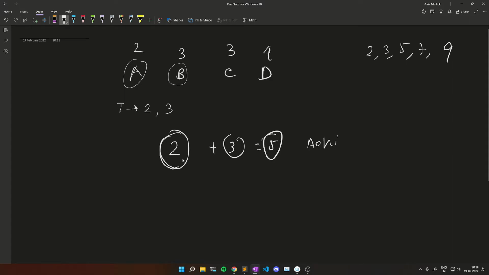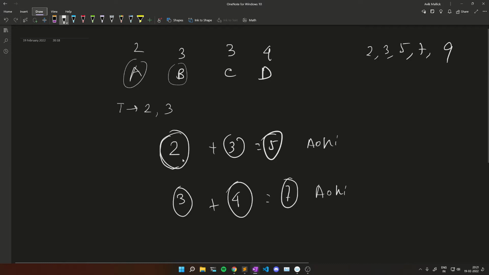Also, if Takahashi chooses 3, then Aoki will choose 4, right? Because he has the option to choose any integer between 3 and 4, so he will choose 4. Thus the sum will be 7, which is also a prime number. So again Aoki wins. So in both cases Aoki will win.